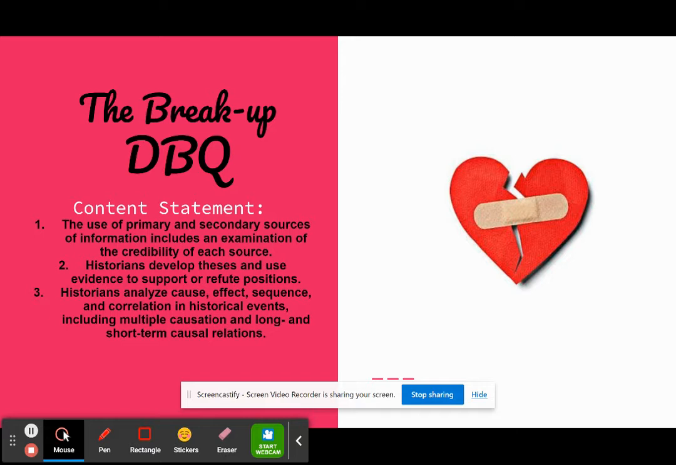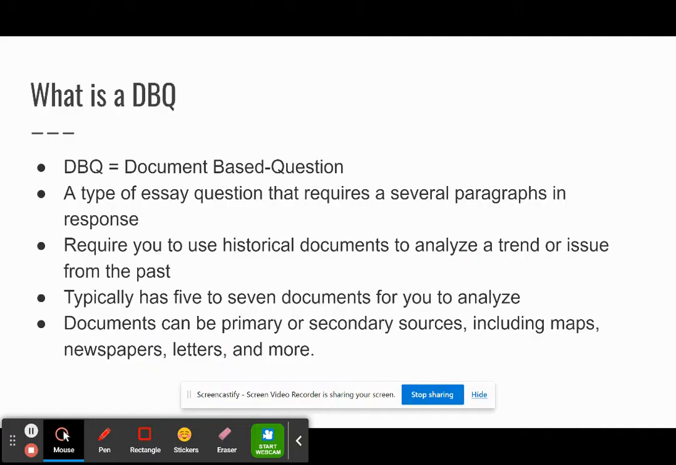Well, we're going to be using primary and secondary sources of information and include an examination of the credibility of each source. We're going to develop theses or a thesis and use evidence to support or refute the position. And then we're also going to analyze cause, effect, sequence, and correlation in historical events, including multiple causations and long and short term causal relations.